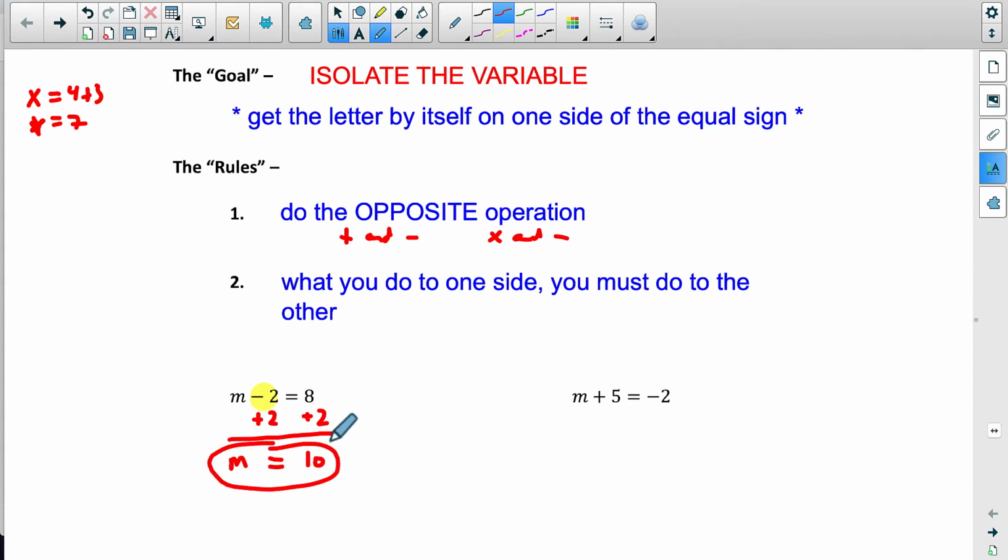Not sure if you got it right? You know what you can do? Substitute in. Put this 10 right here. 10 minus 2 is 8. We definitely got it right.